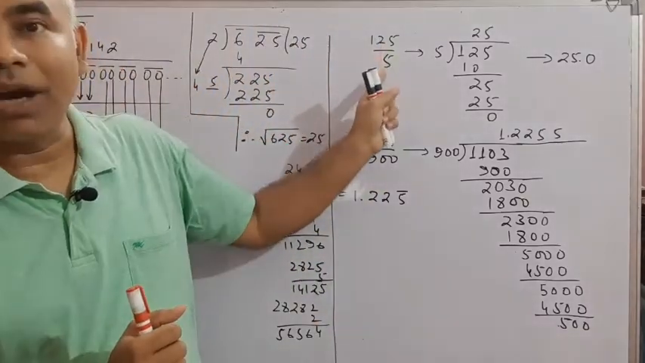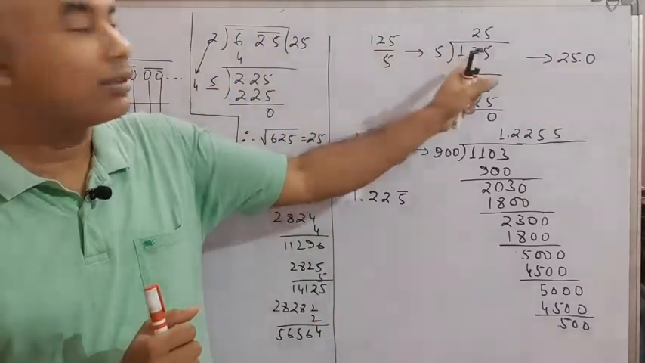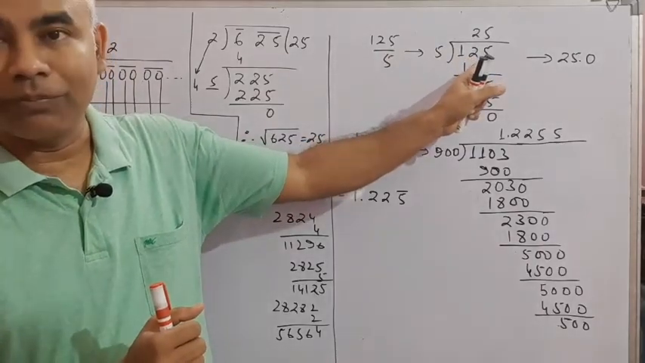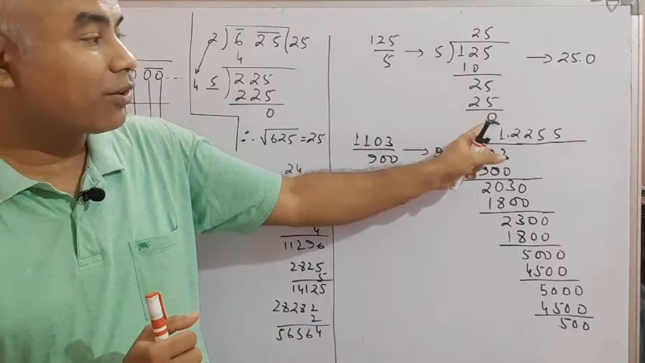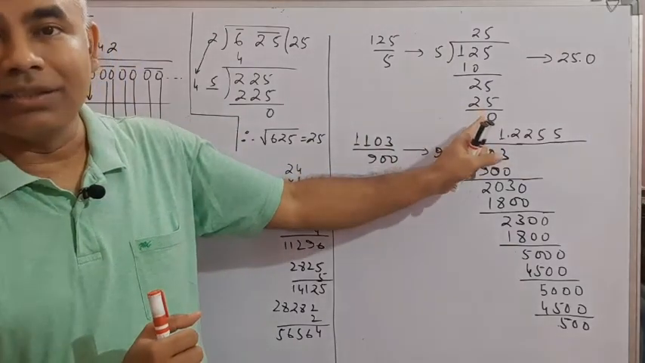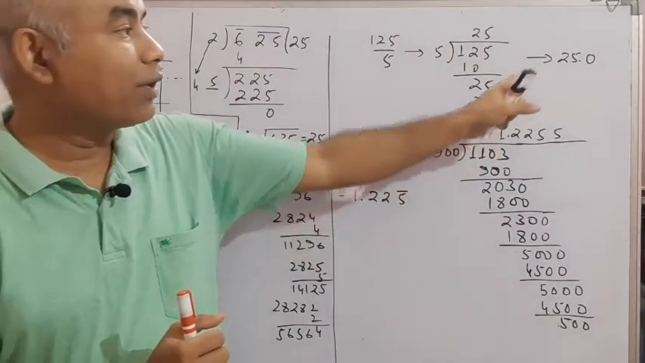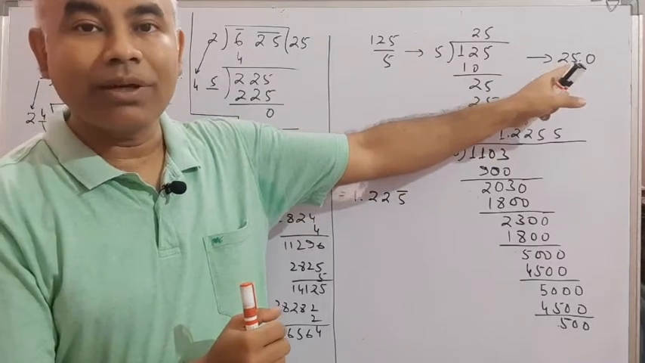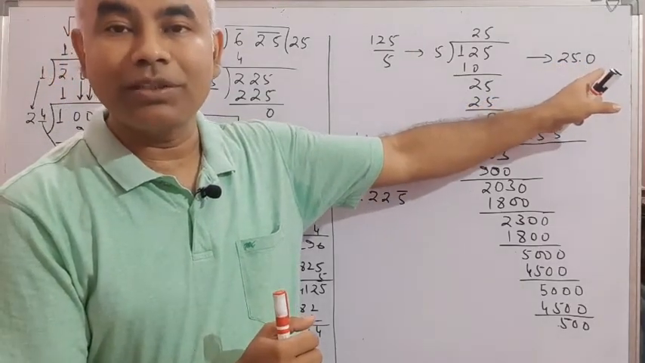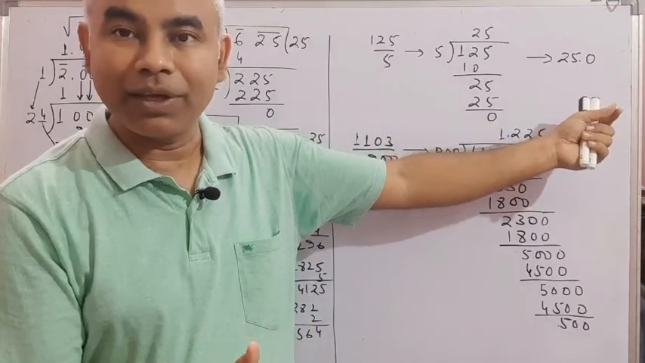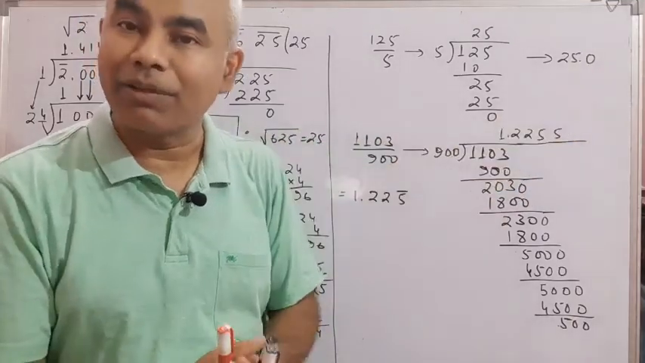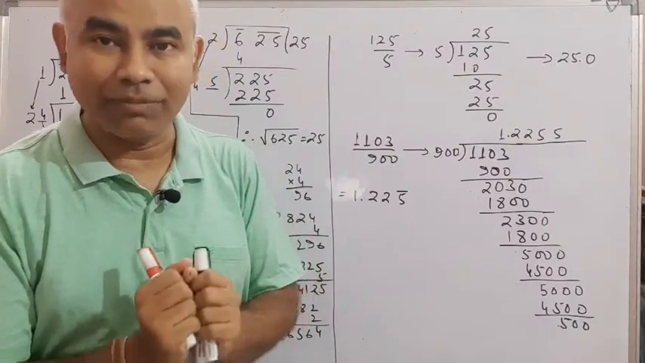Suppose I have to convert 125 by 5 to decimal form, or suppose I have to divide 125 by 5. In this division process, all of you can clearly see that 0 comes as the remainder. So when I write it in decimal form, it becomes 25.0. When I write 0 here, there is nothing to count, so there is a countable number of digits in the decimal place, so it is a terminating decimal.